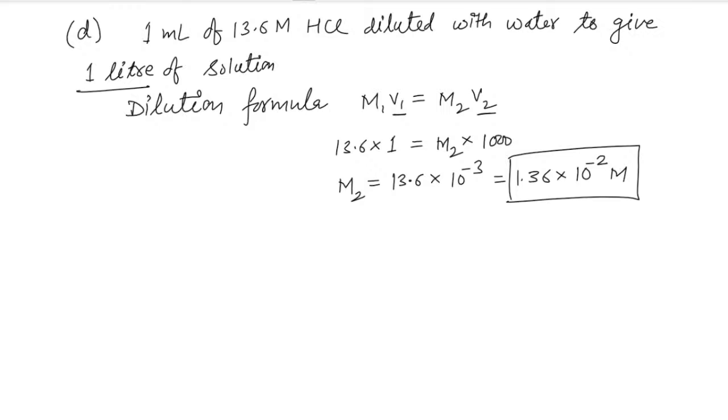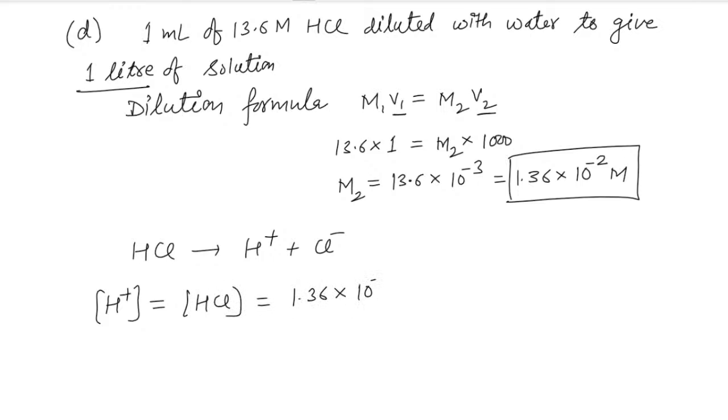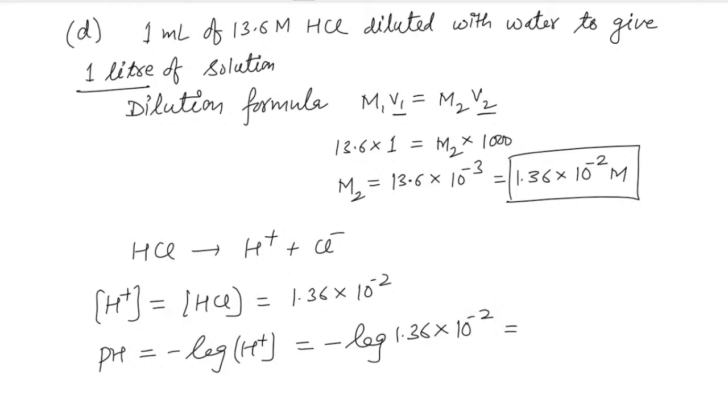Okay, then the rest is, HCl will give H plus and Cl negative. So the H plus ion concentration is the same as that of HCl concentration, that is equal to 1.36 into 10 raised to minus 2. So nothing else is in the question. What is pH? Minus log of H plus, that is minus log of 1.36 into 10 raised to minus 2, that is 2 minus log of 1.36.